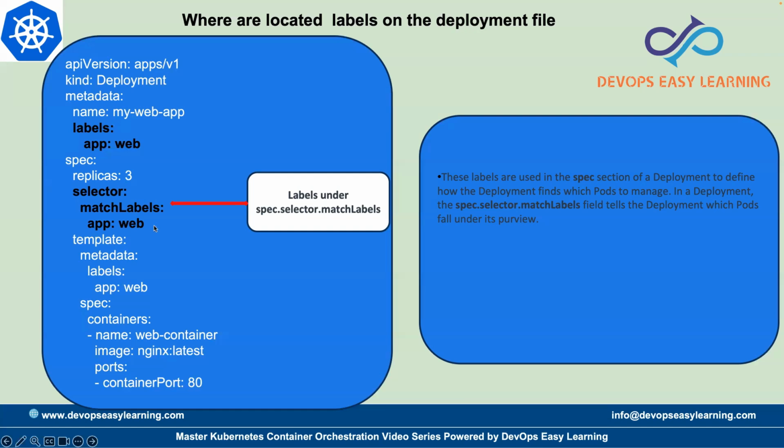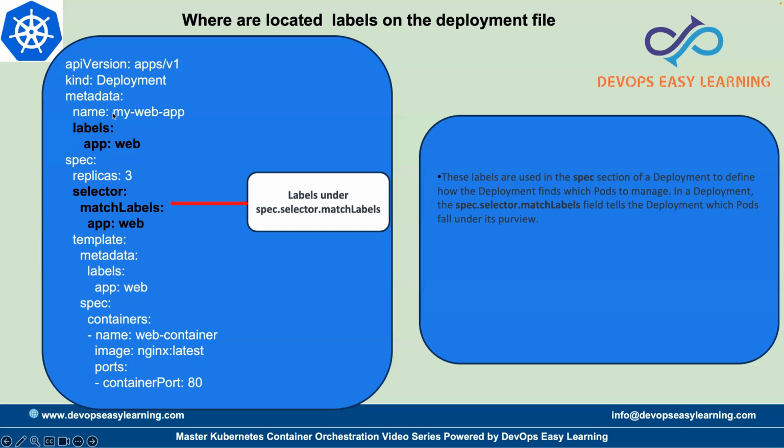So Kubernetes will go out there and look for this deployment file, will look for pods that carry this label, and those will be the pods that it manages. So that's basically to tell it the pods that it manages. Like I said here, this label is used in the spec section of the deployment to define how the deployment finds which pods to manage, right? To tell it which pods to manage.